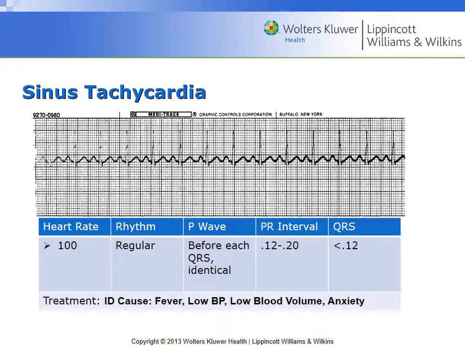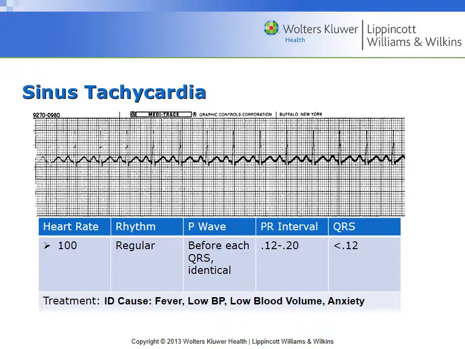One of the things to note in rhythm interpretation is that it's crucial that you identify the underlying cause of the dysrhythmia rather than just treating the symptoms. Treating the symptoms is important, but if you don't identify the underlying cause, you're not going to get the rhythm to change. Treatment in this case, ID the cause.